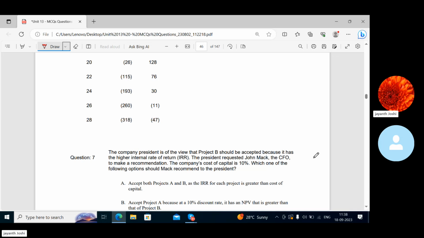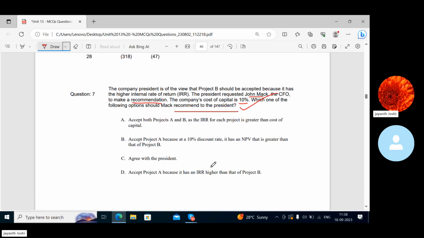The company president is of the view that project B should be accepted because it has the higher IRR. The president requested John Mack, the CFO, to make a recommendation. The company's cost of capital is 10%. Which one of the following options should Mack recommend to the president? See, generally when you want to select a project, and that too mutually exclusive ones, that means one can be selected out of both of them.